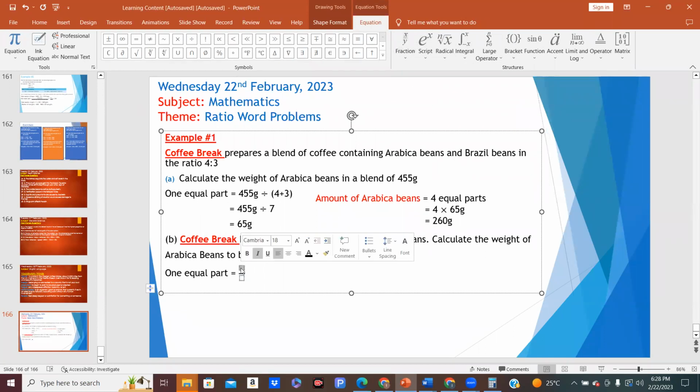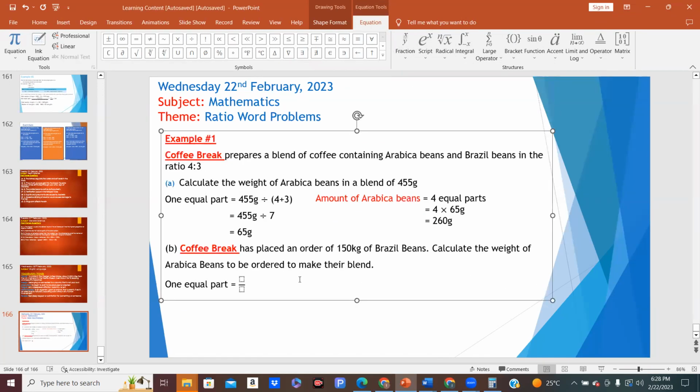It's going to be 150 divided by the number of equal parts for Brazil beans.